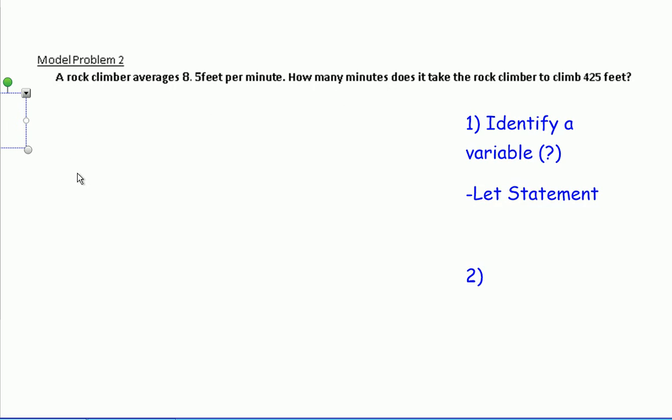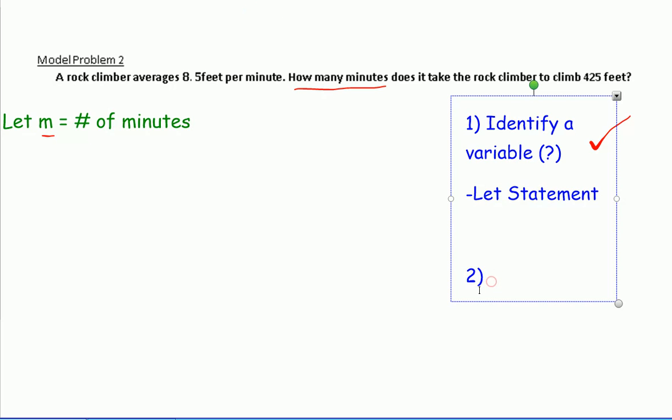Okay, so it only makes sense that if I'm looking for minutes, I'm going to use the letter M. Number of minutes. Here we go. Since I'm looking for minutes, how many minutes, I'm going to call it M. Right, how many minutes? So there's my M right there. Okay, check. First step done. Second step. Now I'm going to translate my equation.